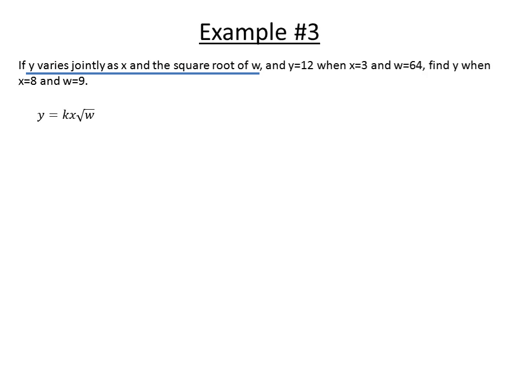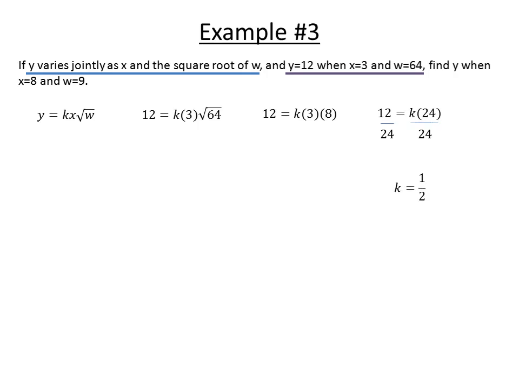The second part of that sentence gives us some values we can plug in to solve for the k. It says y equals 12 when x equals 3 and w equals 64. So we're going to go back to that basic equation and plug those values in. We get 12 equals k times 3 times square root 64. Well, the square root of 64 is 8, so we get 12 equals k times 3 times 8. 3 times 8 is 24. So we have 12 equals k times 24, and we can solve this equation for k if we divide both sides by 24 and simplify, we get k equals 1/2.